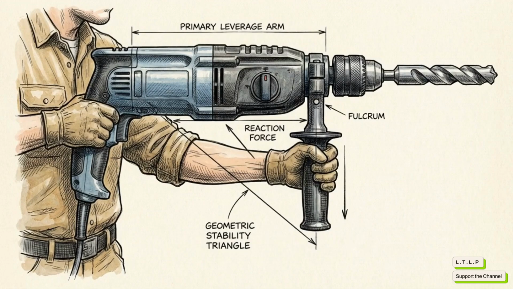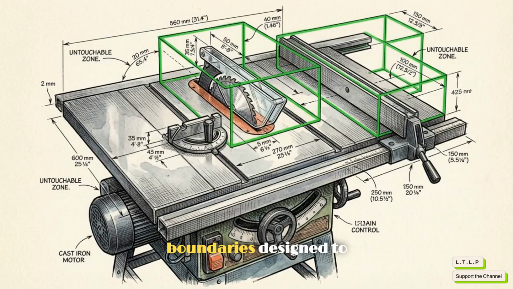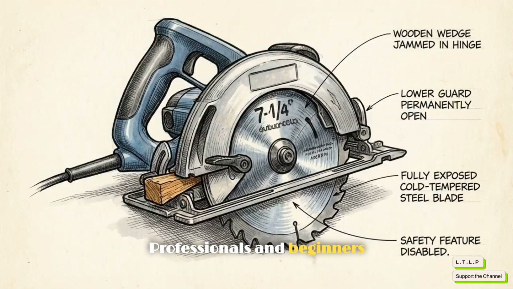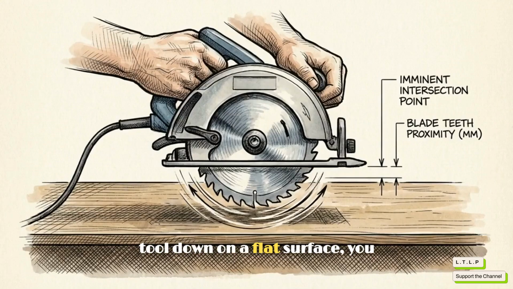Riving knives, rip fences, and spring-loaded blade guards exist for one specific purpose. They are engineered physical boundaries designed to enforce safe geometry. Yet, a common sin in home garages is actively removing this geometry for convenience. Professionals and beginners alike will often use a wedge to pin back the blade guard on a circular saw, completely exposing the teeth. When you finish a cut with a pinned guard, that blade is still spinning at thousands of RPMs. If you absent-mindedly set the tool down on a flat surface, you unleash a latent kinetic threat.